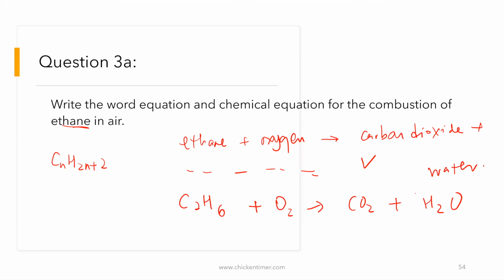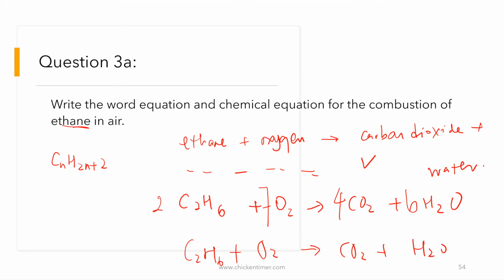You can balance first and then let me know what you want to put as coefficients. If typing is difficult for you, I just write down your answers. 2 ethane, then 5 oxygen. You must change oxygen to 7 instead of 5. 4 CO2, then H2O is 6. Okay, so C2H6 plus O2 gives CO2 plus water.